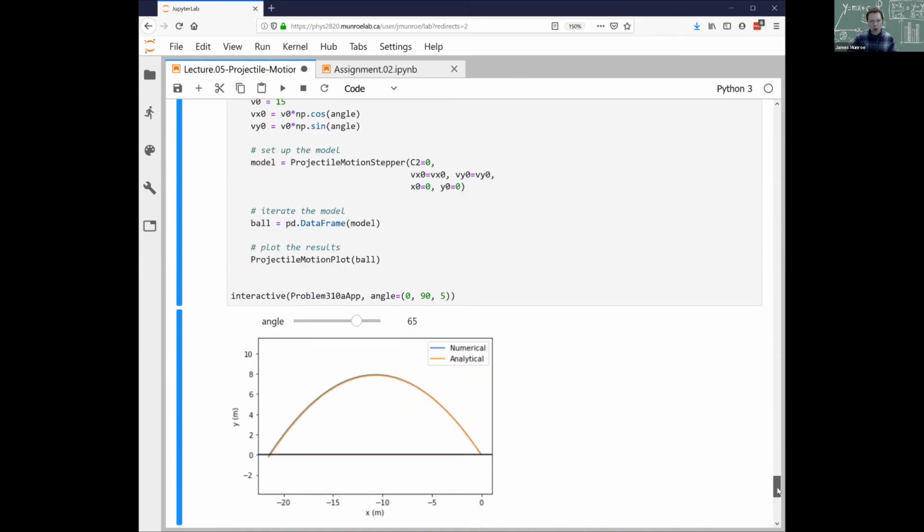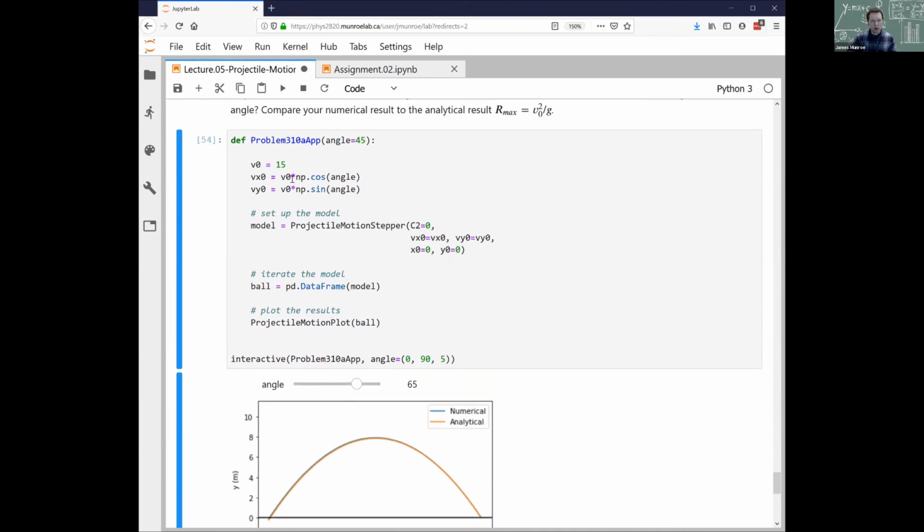Let's go back to our code and try and understand this. We are trying to understand why this velocity is not doing the correct thing. I have an angle of 45 degrees or 65 degrees or whatever, and I want to make this work. Why am I not getting a proper plot all the way through? Well, we might need to do some debugging.